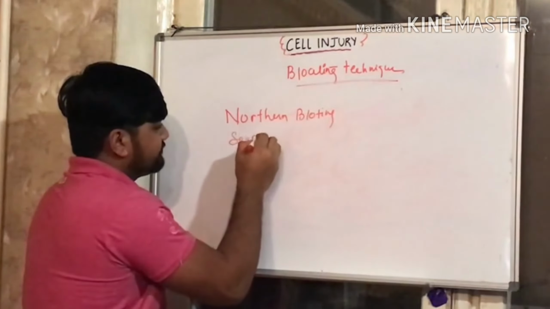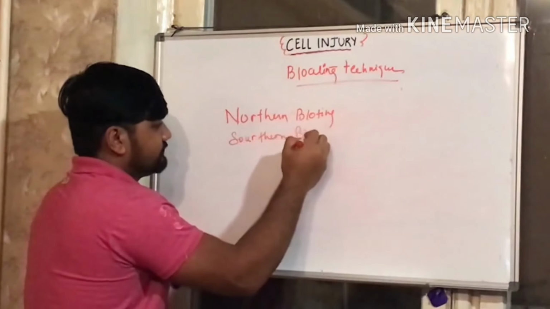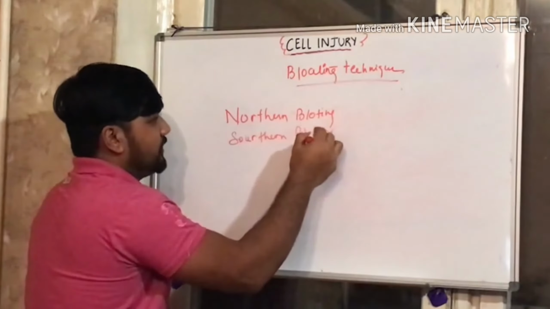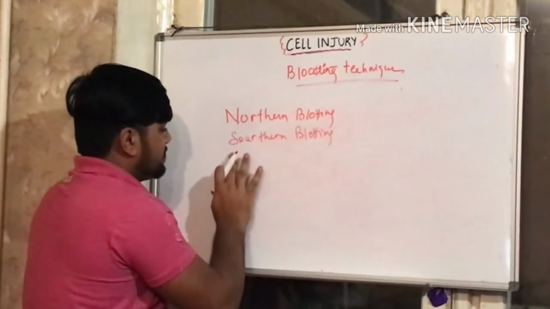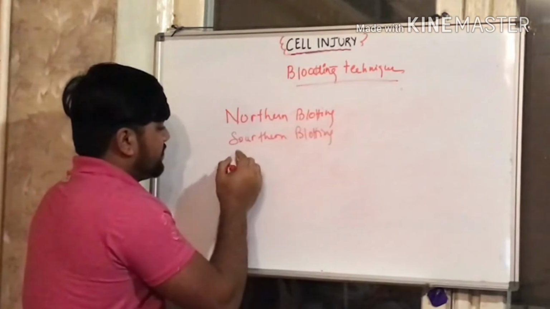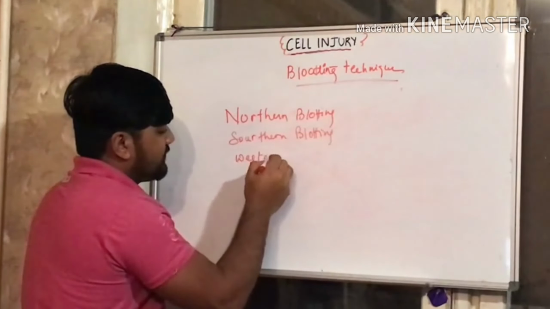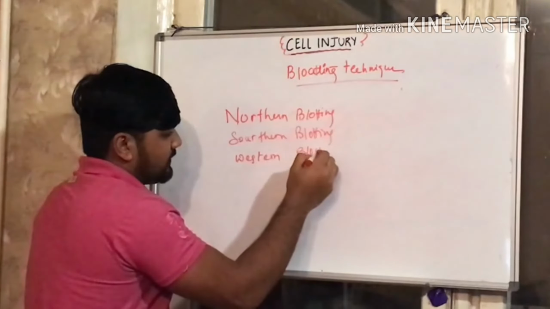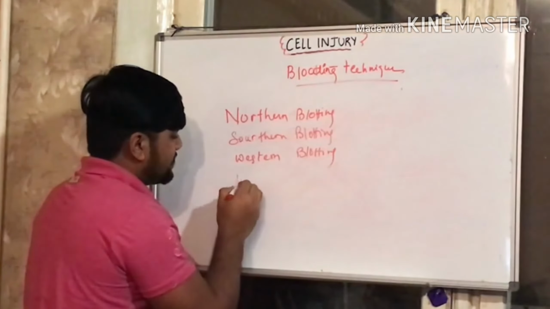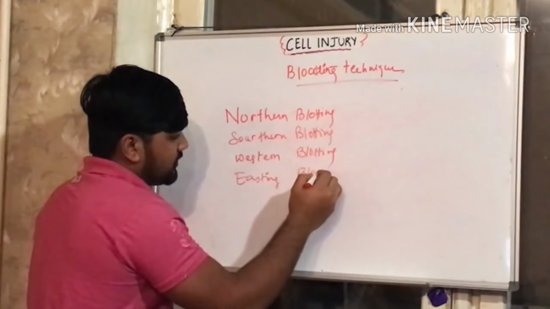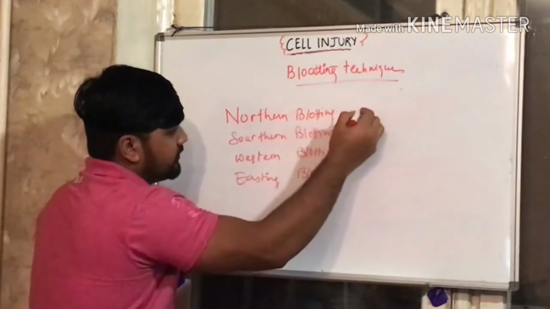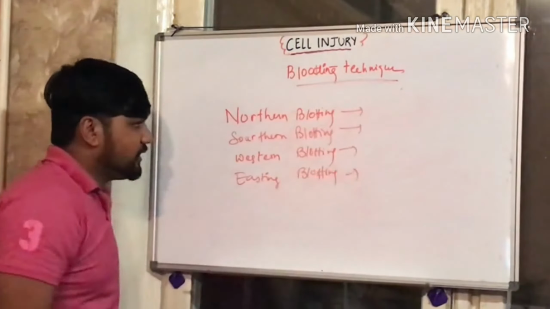southern blotting, western blotting, and the last one is eastern blotting. How to remember which molecule we use in which type of blotting? It's very simple.